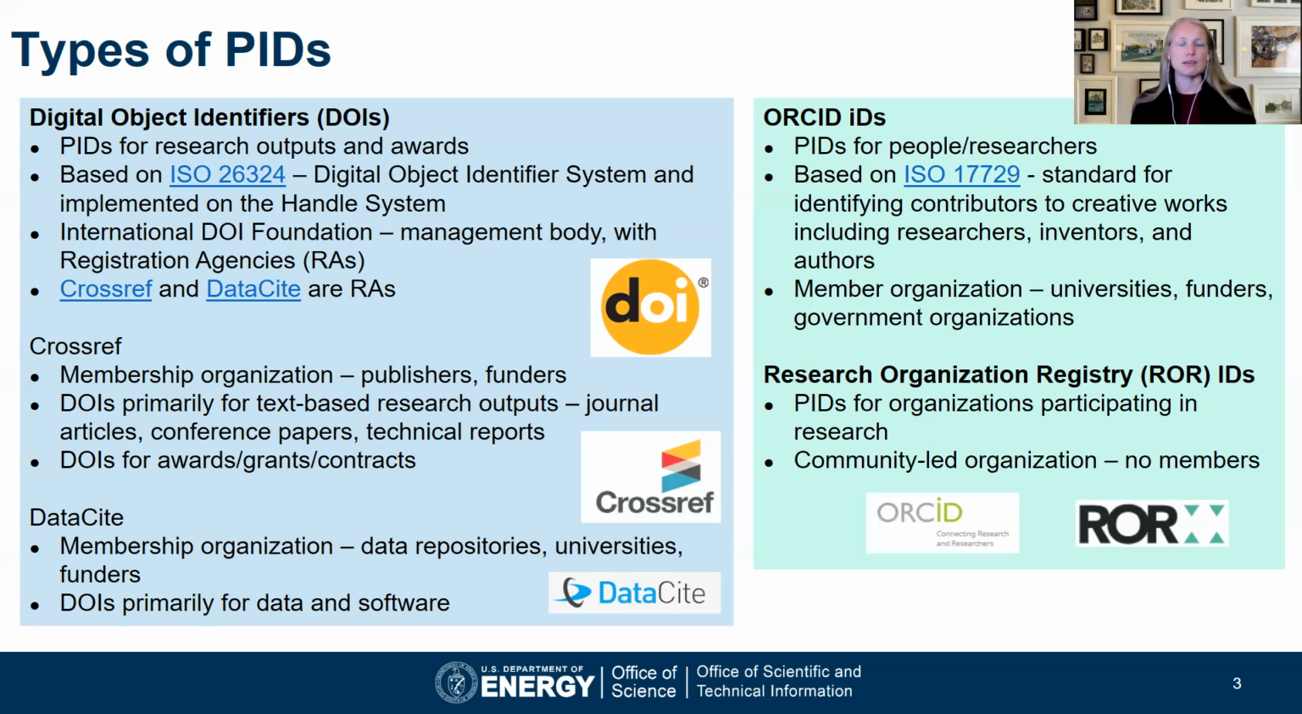And then lastly, I want to mention Research Organization Registry IDs, or ROR IDs, which are persistent identifiers for organizations participating in research. This is a relatively new persistent identifier in this space, but there's a lot of community buy-in and use on this already. ROR is a completely community-led organization at this point, and there are no members so far.